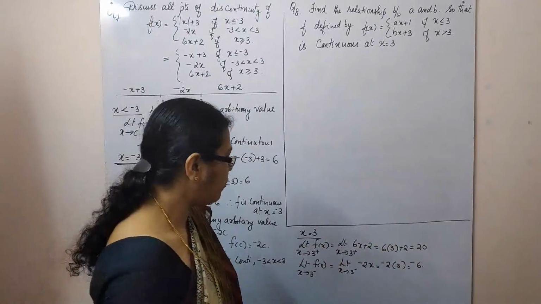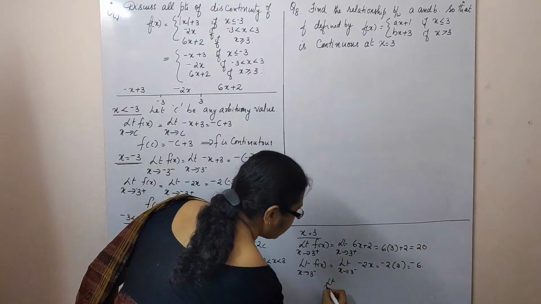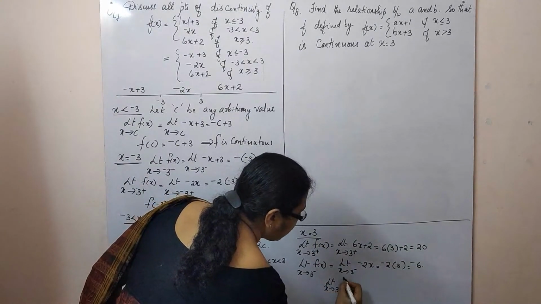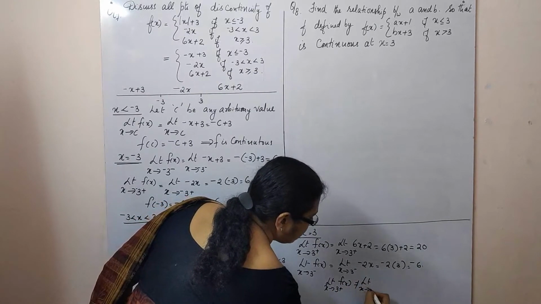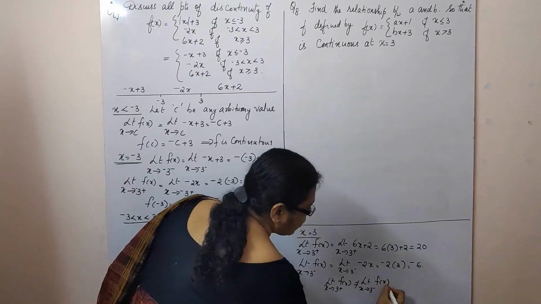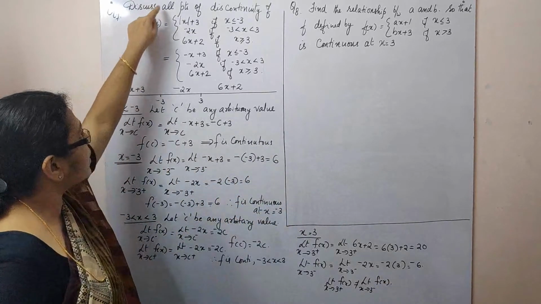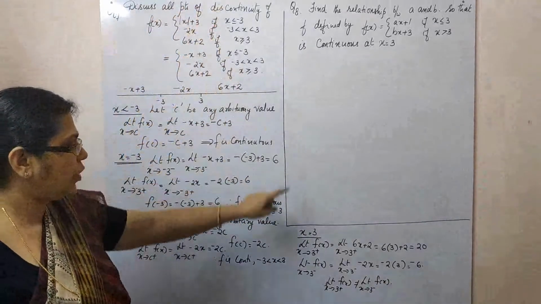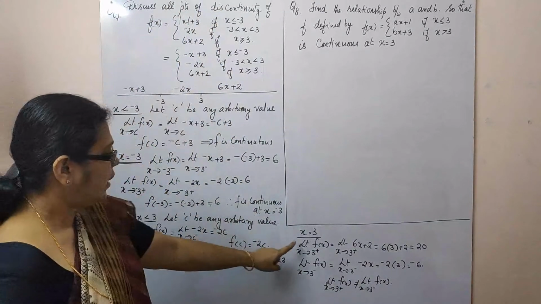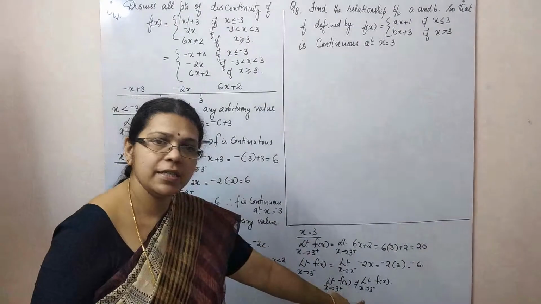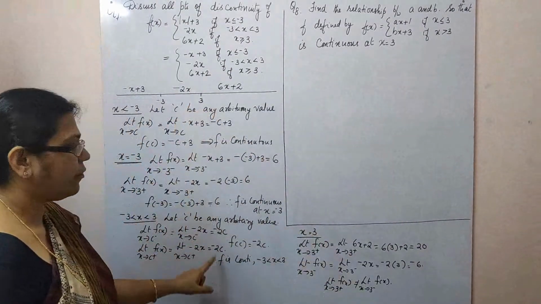So, what can you say from here? Limit x tends to 3 plus f of x is not equal to limit x tends to 3 minus f of x. So, what is the question? Discuss all points of discontinuity. What did you get? At the point where x is equal to 3, see, x is equal to 3, the function is discontinuous. Elsewhere, the function is continuous.